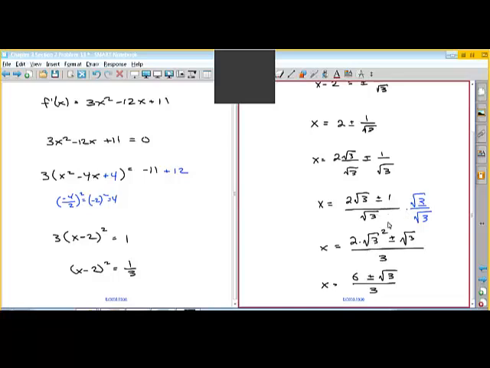Okay, so when you multiply that, you get 3, and square root of 3 times square root of 3 is square root of 3 squared, which is going to be 3. So this thing becomes 3. 2 times 3 is 6. 1 times the square root of 3 is square root of 3. So we get 6 plus or minus square root of 3, divided by 3. So those are my two values of x.